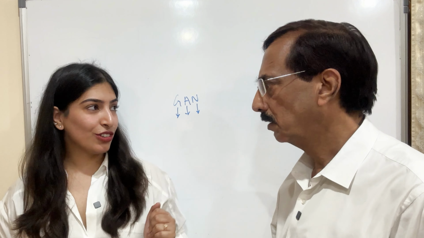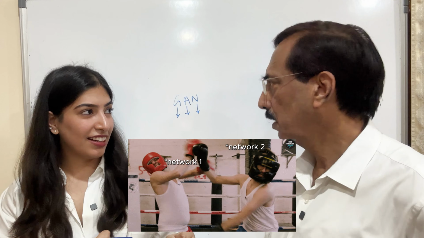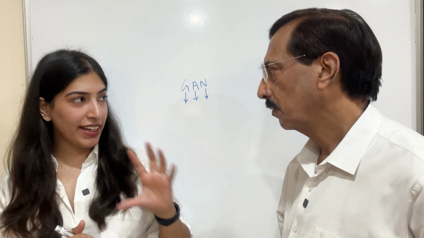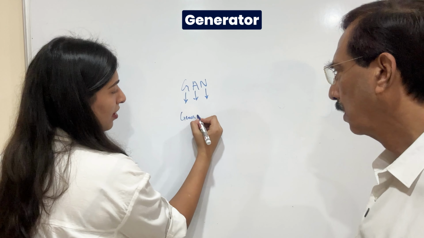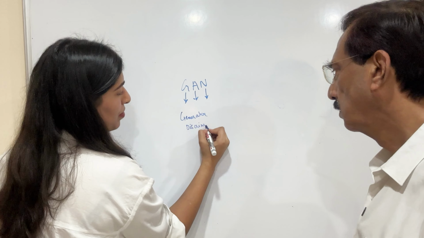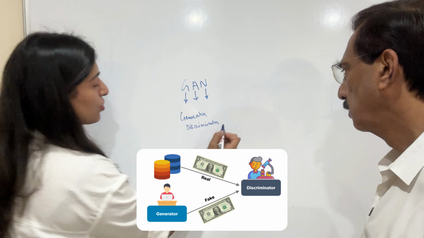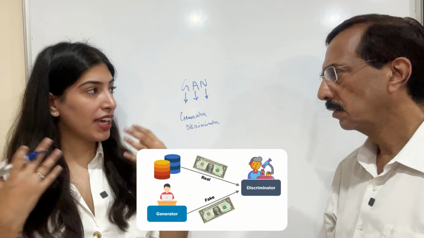Correct. So what we are going to do is take two networks and make them fight against each other. We will have two networks called generator and discriminator. The generator model is going to be responsible for generating images. It will try to generate fake images.